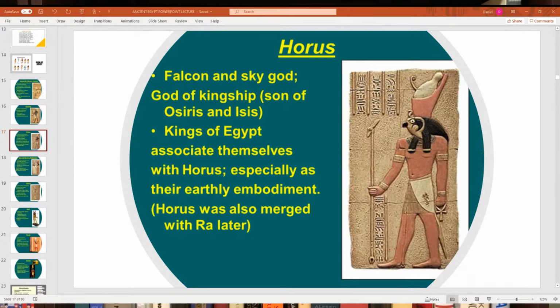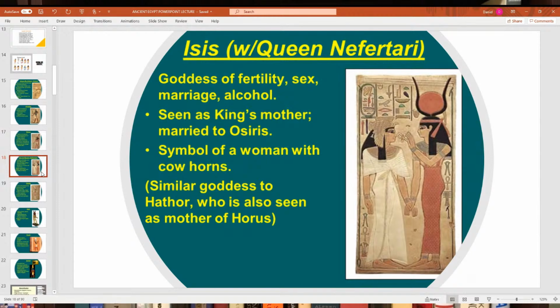If you go to this picture here, you've got Isis, who's considered one of the most famous goddesses in ancient Egypt. She's mostly a fertility goddess. In some mythologies, Isis is the mother of Horus. She's a goddess of fertility, sex, marriage, alcohol, things like that. Oftentimes, she's very similar to the other goddess, Hathor. Hathor is another famous Egyptian goddess, kind of equivalent to Isis. On the right is Isis giving eternal life to Queen Nefertari, who was one of the later wives of Ramses the Great.